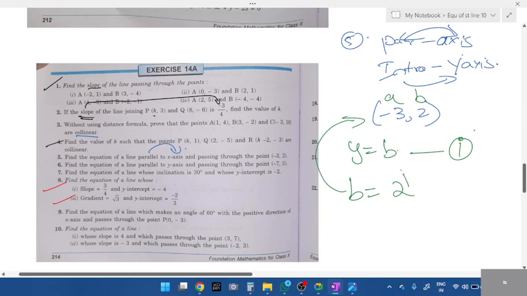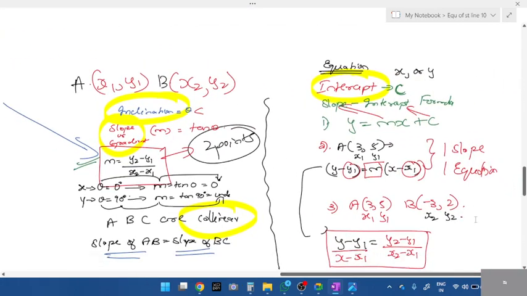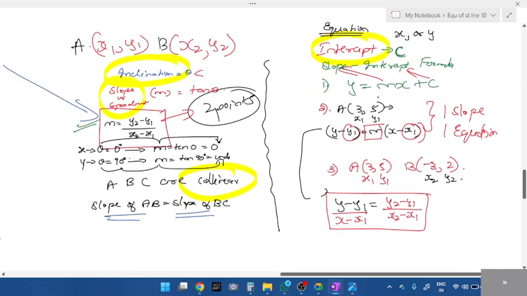Substitute b is equals to 2 in the first equation. Therefore, y is equals to 2. We need to find the equation. I told you, in equation, when a single point is given, we don't have any formula. In equation concept, whenever there is a single point, we don't have any formulas. One point and one slope should be given, or 2 points should be given. If not, one slope and one intercept should be given.